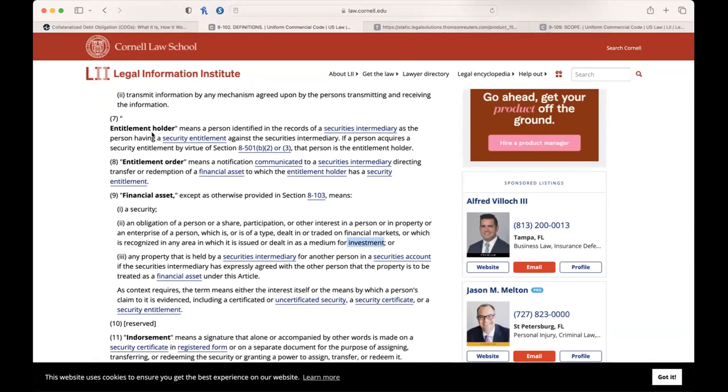Entitlement holder means a person identified in the records of a securities intermediary as a person having a security entitlement against the securities intermediary. So we have a security entitlement against them. If a person acquires a security entitlement by virtue of section 8-501(b)(2) or (3), that person is the entitlement holder.